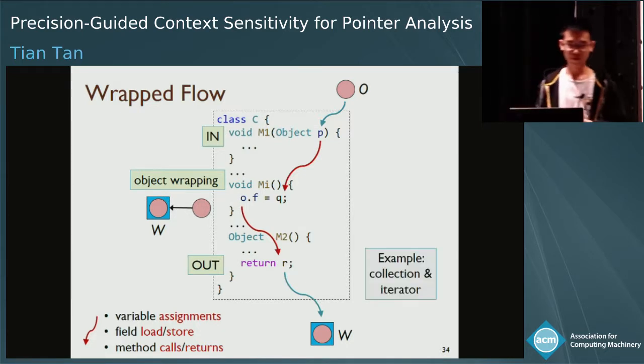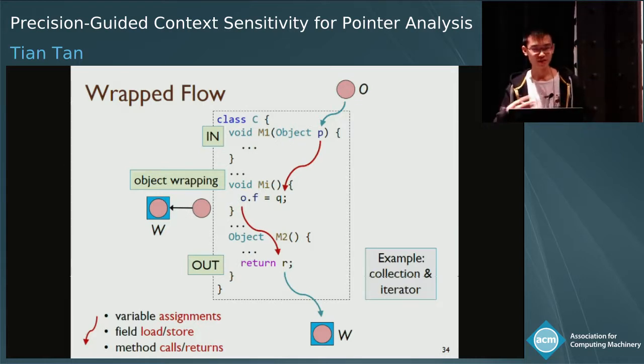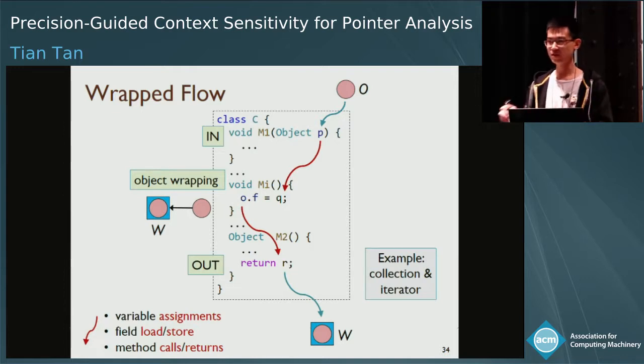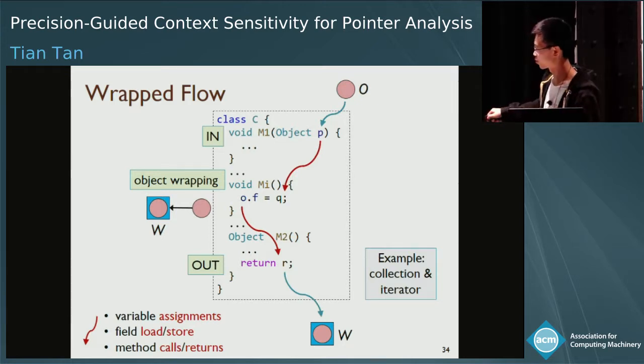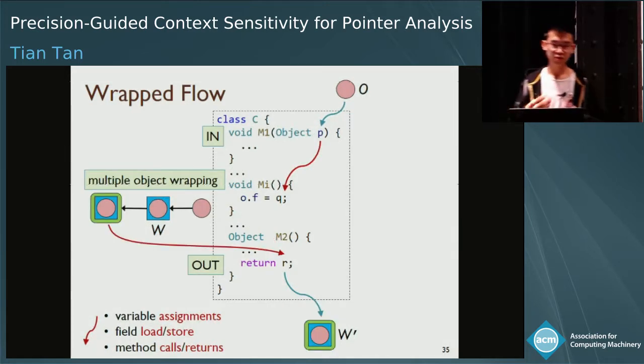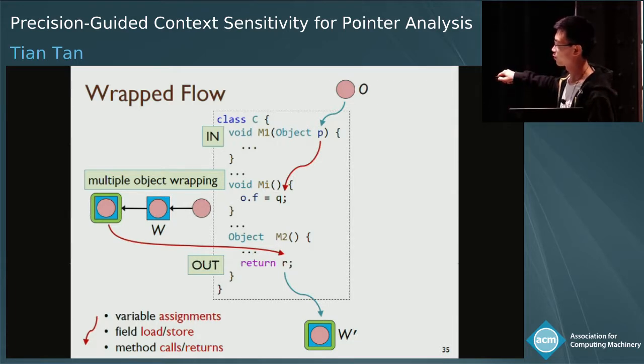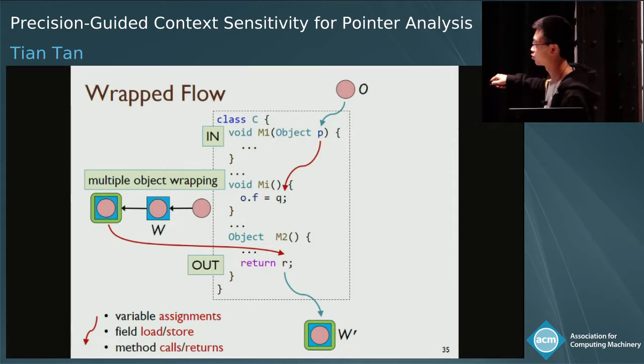A typical example of the wrapped flow is collection and iterator. When you access the elements in a collection, typically the collection wraps its elements into an iterator and then returns the iterator to you. So here, the iterator corresponds to the wrapper object in the wrapped flow pattern. More generally, the wrapped flow pattern can also cover the object flow through multiple object wrapping steps. For example, if W is further wrapped into another object W prime, which flows to the out method, then we also say there is a wrapped flow from M1 to M2 in the program. So this is the wrapped flow.